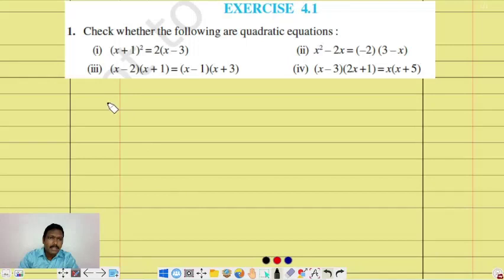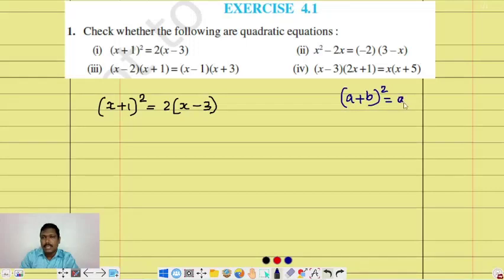The question is x plus 1 the whole square is equal to 2 into x minus 3. We have to expand this using the identity a plus b the whole square. What is a plus b the whole square? It is equal to a squared plus 2ab plus b squared. So using the identity, we have to expand this.